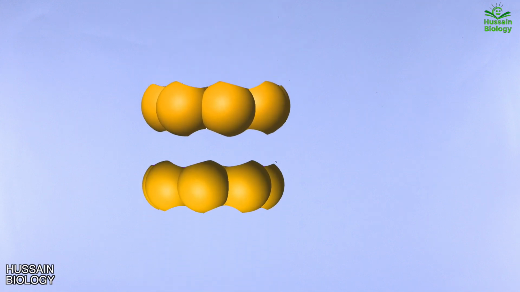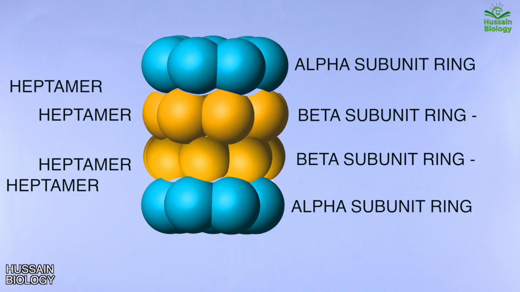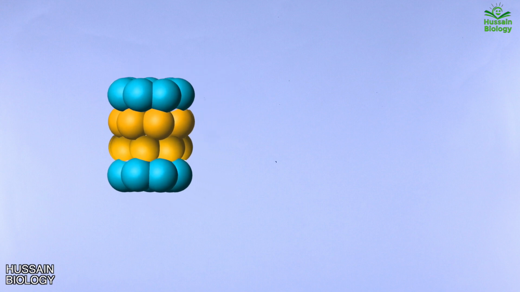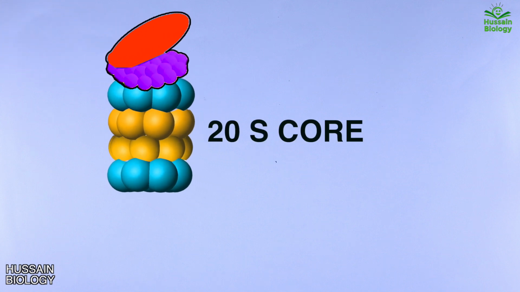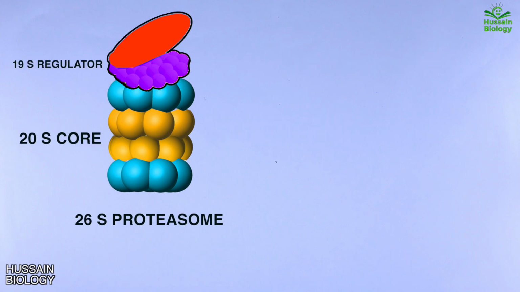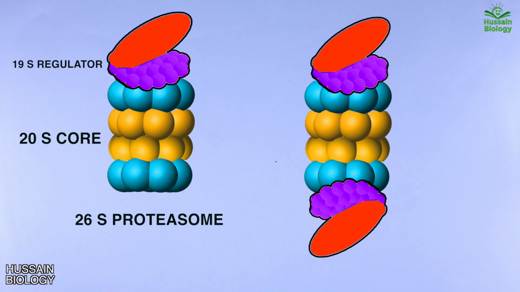First, we have the inner two rings of beta subunits. A single ring has 7 units, which makes it heptameric in nature. Then there are two alpha heptameric rings, which sandwich the two beta rings as shown in the diagram. This forms the 20S core, and to it the 19S regulatory subunit binds to the alpha ring as shown in the diagram. This forms the 26S proteasome. And if the 19S regulatory subunit binds on both the sides of 20S core, we call that 30S proteasome as shown in the diagram. These are the 3D structures of proteasomes.